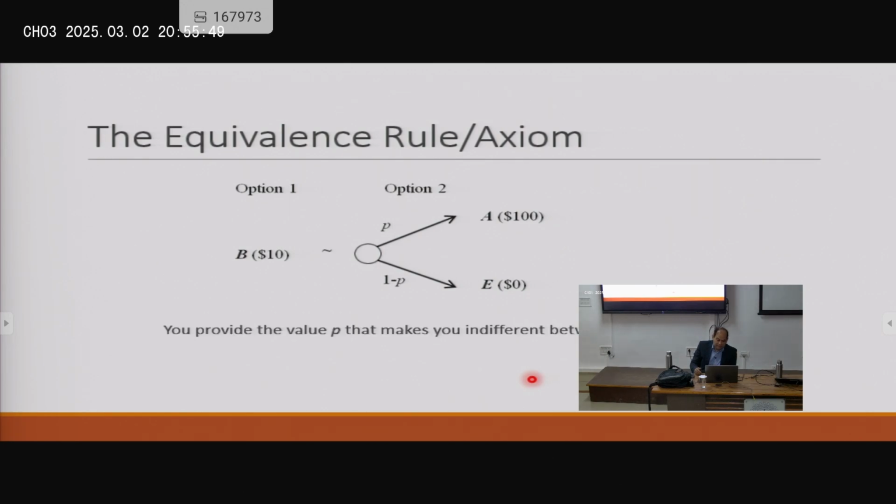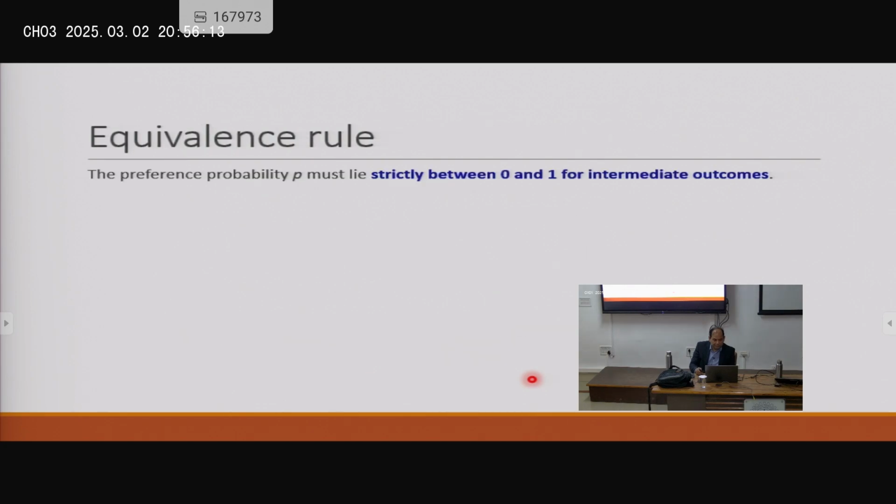So you provide, like I said, the value P that makes you indifferent between these two options, not me. That gives the decision maker control over what this number should be. A value of P between 0 and 1 must exist in this setup. The other point is that the preference probability P must lie strictly between 0 and 1 for intermediate outcomes, right? So A was preferred to B, and so on and so forth. For the intermediate outcomes, it has to be strictly between 0 and 1. It can't be 1, because now you're saying A and B are the same, right?